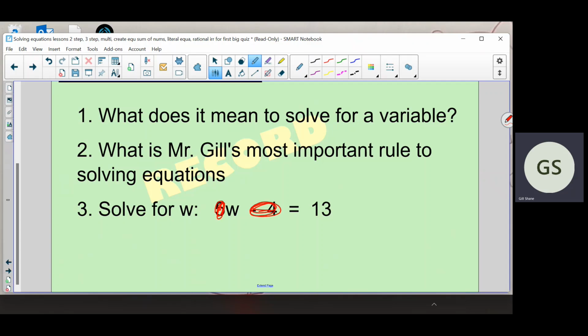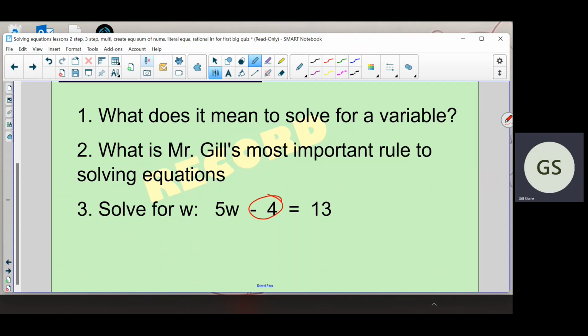Now, here's the main mistake that I saw on the 2-step equations part of the quiz last week. It was on the second problem, not the easy problem. Some of us still forget that those are glued together. That negative sign in front of the 4 is glued to that 4.